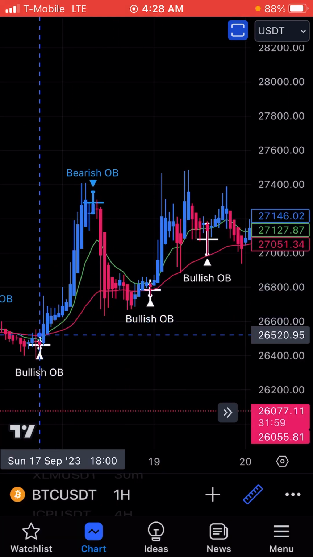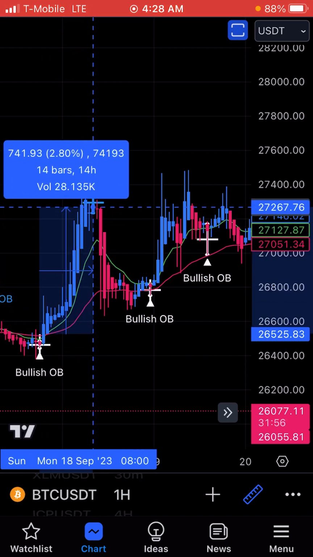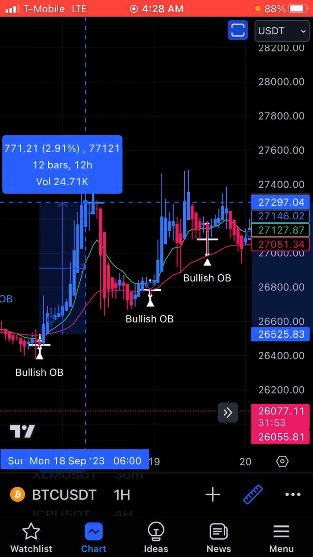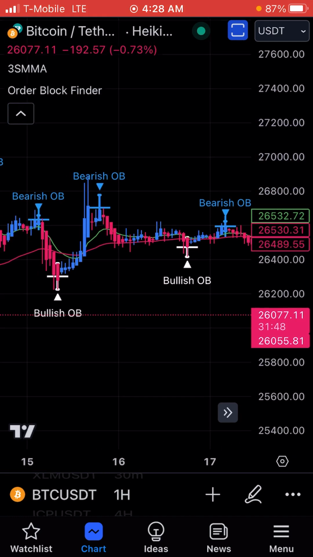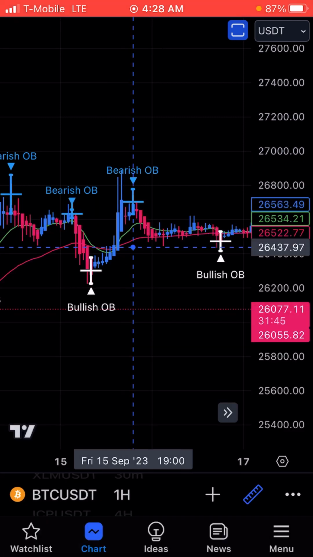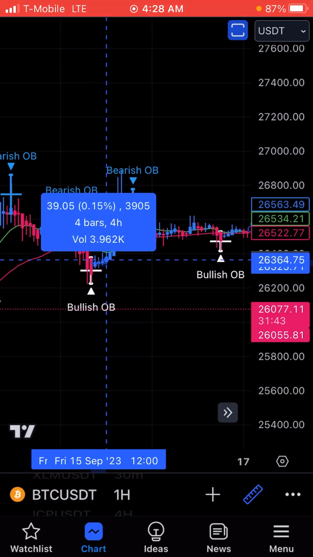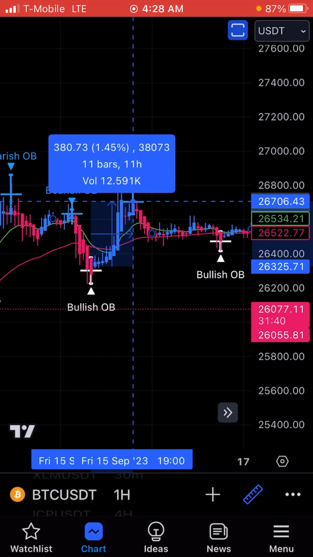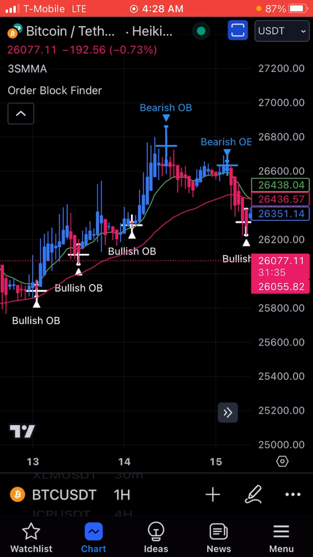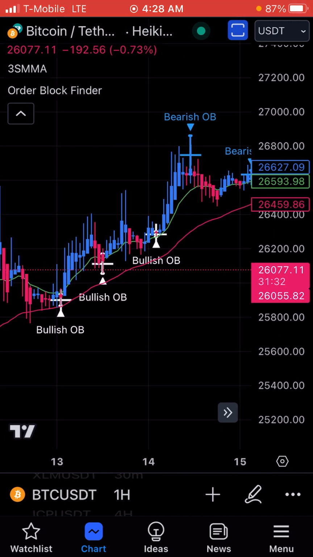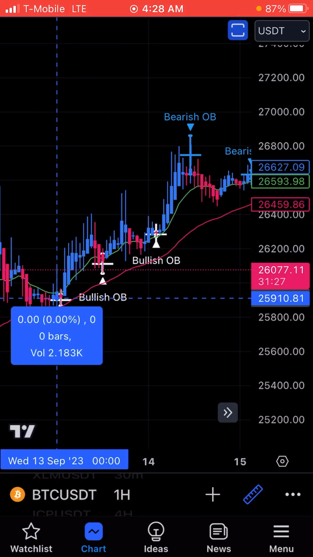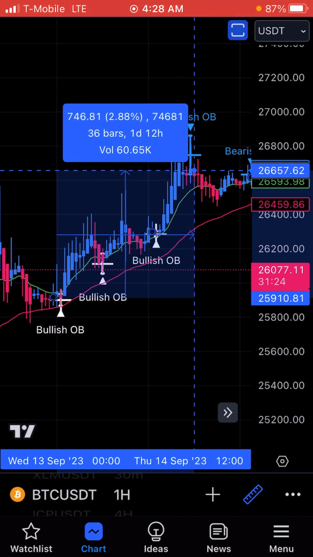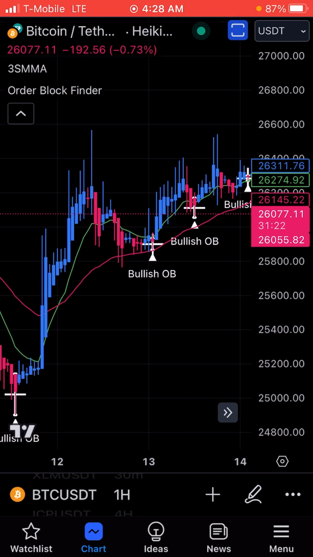We got bullish to bearish. This is almost a 3% gain. It's a consolidation right there. We got a bullish to bearish. This is a 1 to 2% gain right here. Any of these will work. Let's go with this one here. Bullish to bearish. There's almost a 3% gain there.